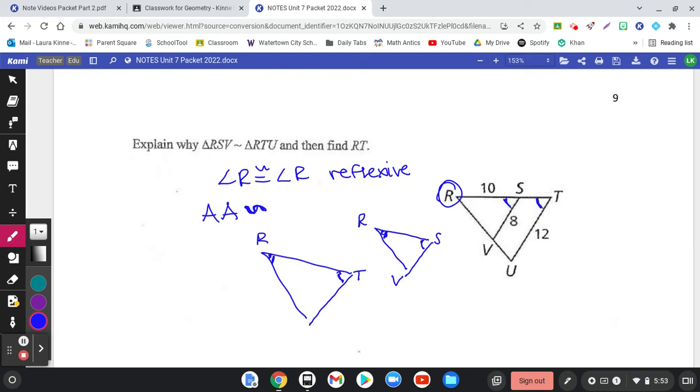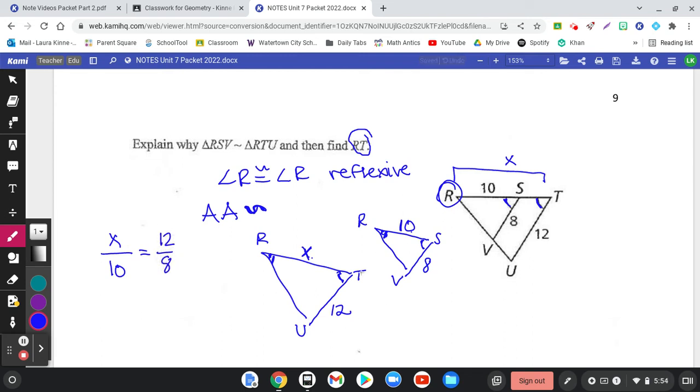All right. So now we have, I'm going to just label my side. So RTU, we have 12. RS is 10. SV is 8. It wants us to find RT. So in the picture, it's this whole side. But if you pull it apart like I did, it's easier to see what matches. So x matches 10. And since I started with this bigger triangle, 12 matches 8.